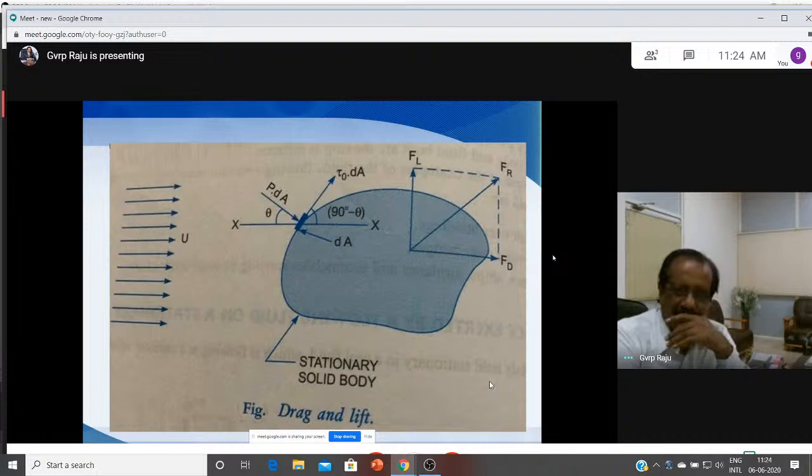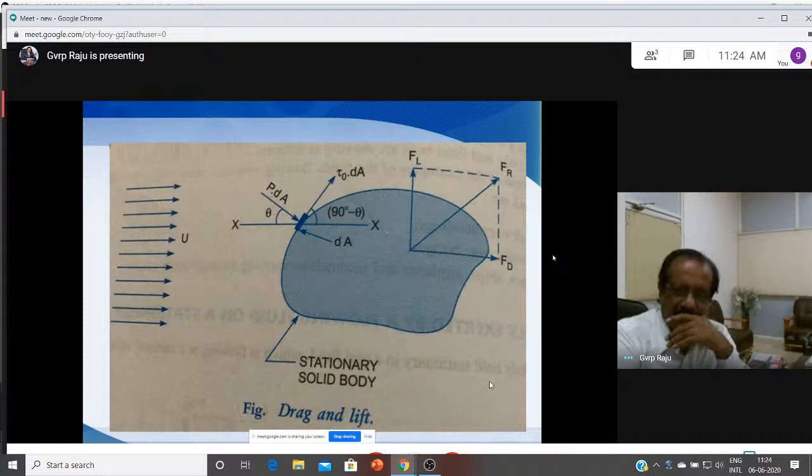And the pressure force, as you know, always acts, if we take a small element here, normal to the surface. And this is the shear force, which always acts tangent to the surface here. So one is tangent and one is normal here.